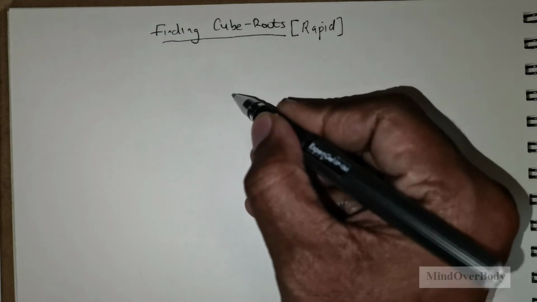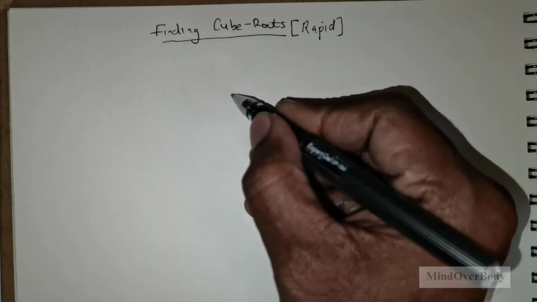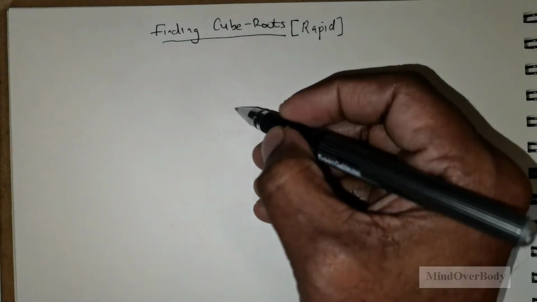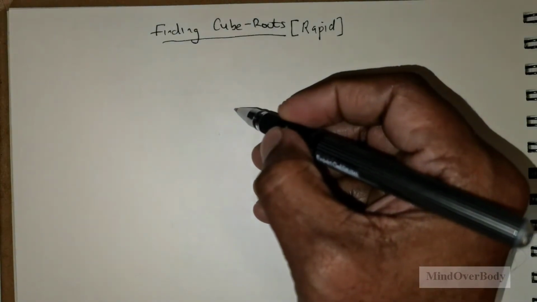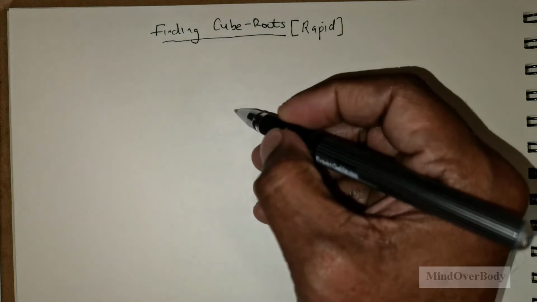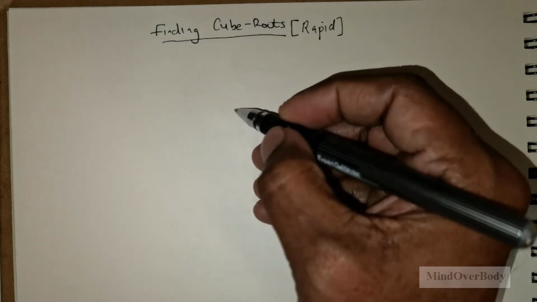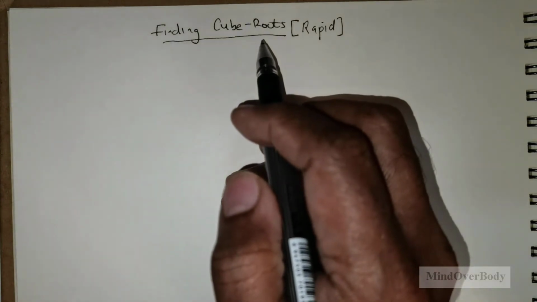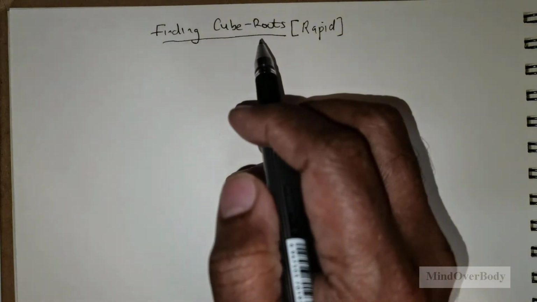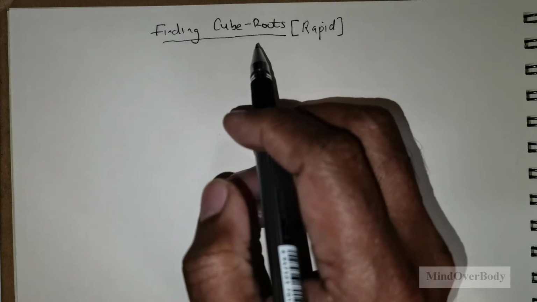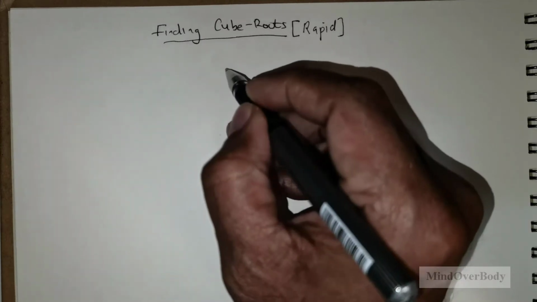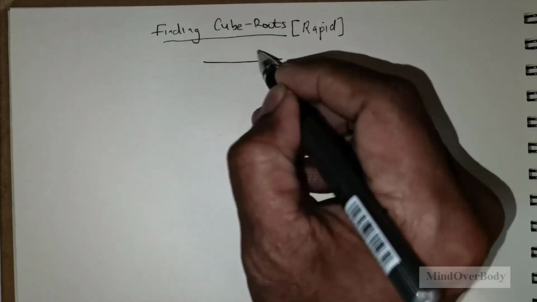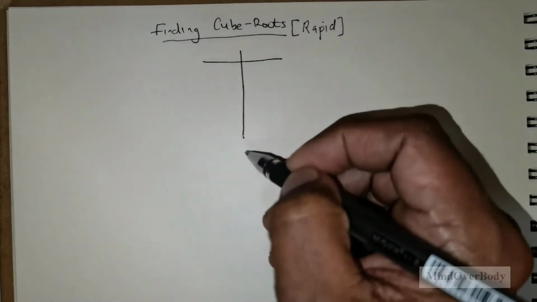So even in the job market, if you want to have an edge, you need to differentiate yourself. There should be some unique character that you can bring to the table so that your employer is impressed. Finding cube roots is one such way that you can be miles ahead of people. Now, before we go to find the cube root, you should have this table in your mind.